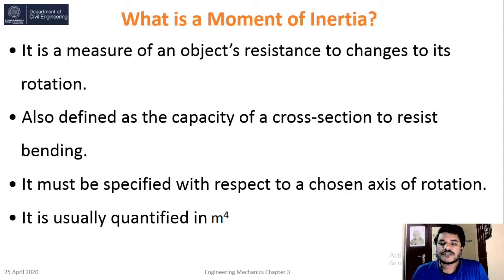Moment of inertia is a measure of an object's resistance to change in its rotation, and it is also defined as the capacity of the cross section to resist bending. In civil engineering structures, we use a lot of structural elements in buildings and other structures. For example, we can take the beam. The strength of the beam depends upon the moment of inertia of the section. We are using different types of sections actually.